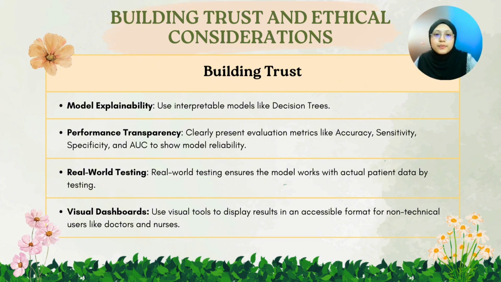This transparency is key in making the model a valuable tool for healthcare decision making. Next is performance transparency. We need to show how well the model works. This is done using important metrics like accuracy, sensitivity, specificity, and area under the curve, AUC. This will help us see if the model is making correct predictions and handling all patients fairly.